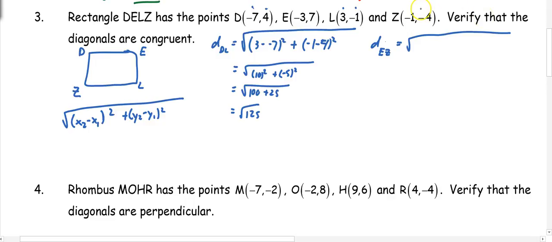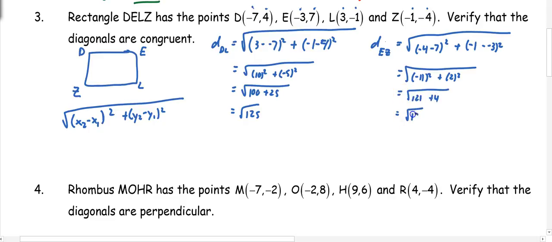So when I do EZ, I have -4 minus 7 squared plus -1 minus -3 squared. So when I start to simplify, that gets me -11 squared plus 2 squared, which gets me 121 plus 4. So they have the same square root of 125, so the diagonals would be congruent then. We can say diagonal DL is congruent to EZ because they have the same length.